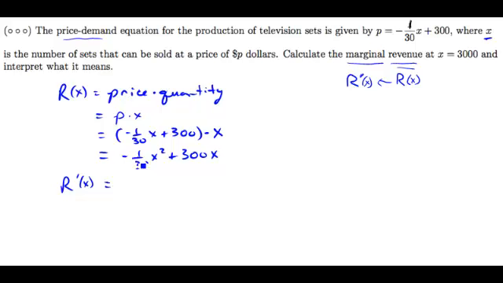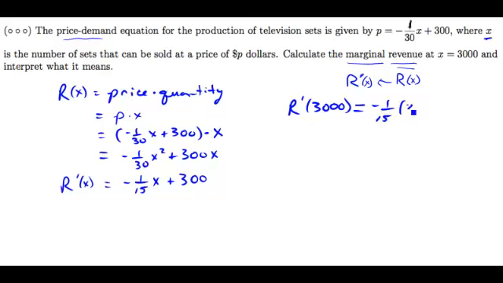The derivative of negative 1/30 x squared, we'll pull that constant out of the way. The derivative of x squared is 2x. So I'll have 2 times negative 1/30, which would be a negative 1/15 x, plus the derivative of 300x, which is simply 300. Now specifically, we're looking for the marginal revenue at 3,000. So the idea is we're producing 3,000 sets, and we're looking for the marginal revenue.